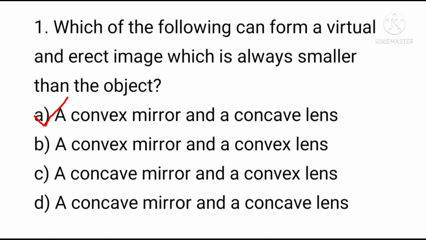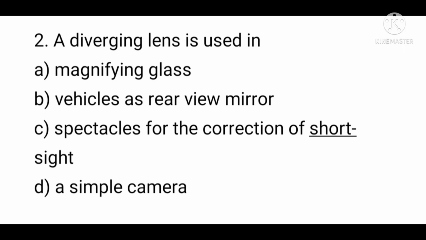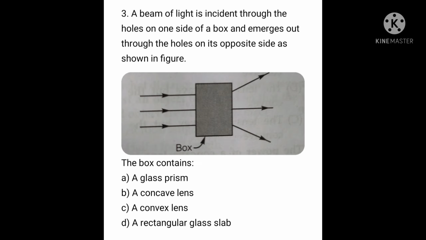A convex mirror and a concave lens always form an erect and virtual image which is always smaller than the object. Question number 2. A diverging lens is used in option A, magnifying glass, B, vehicles as rear view mirror, option C, spectacles for the correction of short sight, option D, a simple camera. Here the correct answer is option C, spectacles for the correction of short sight.